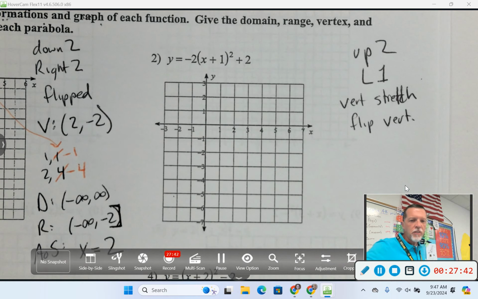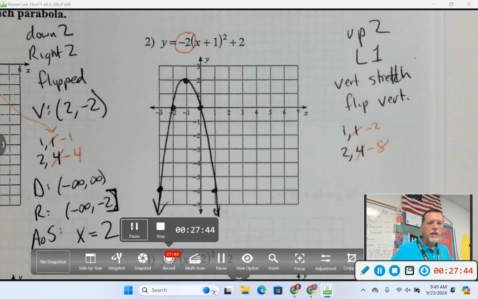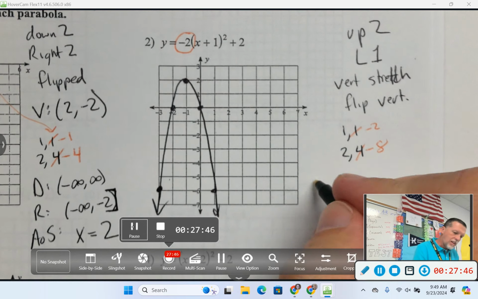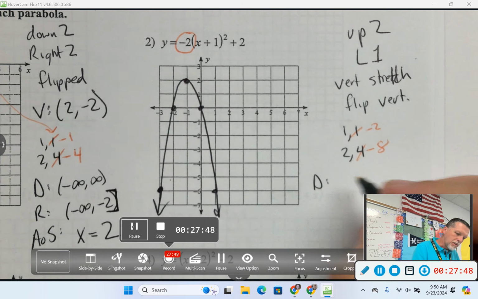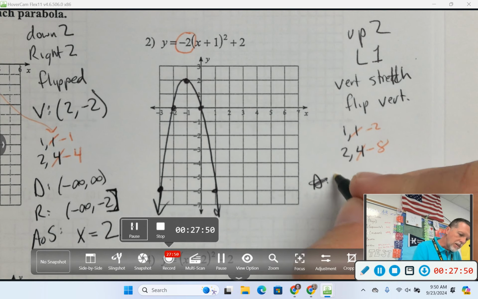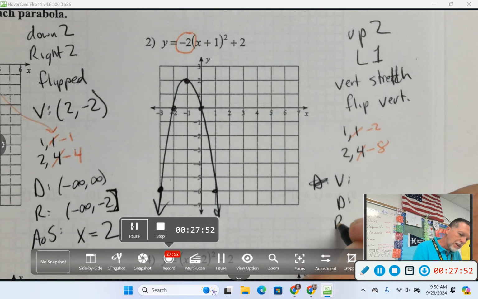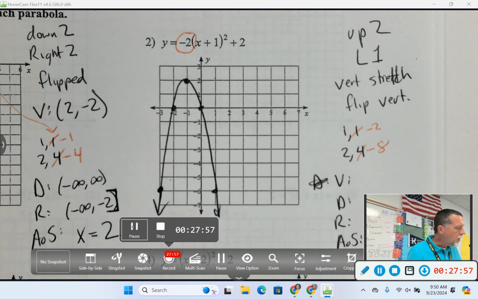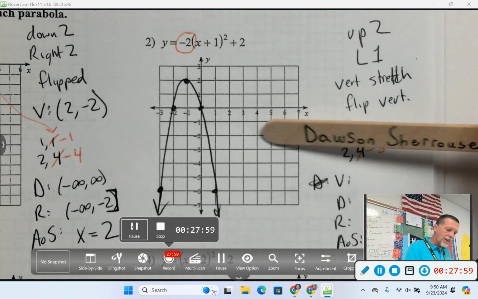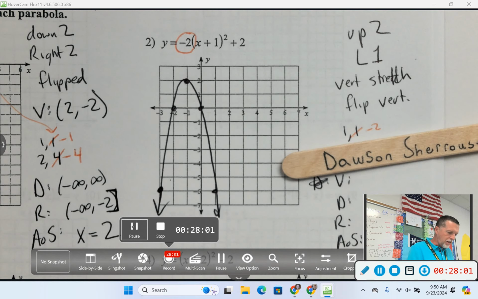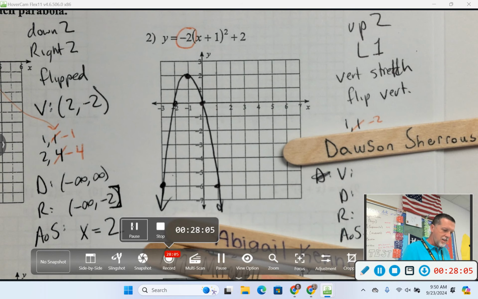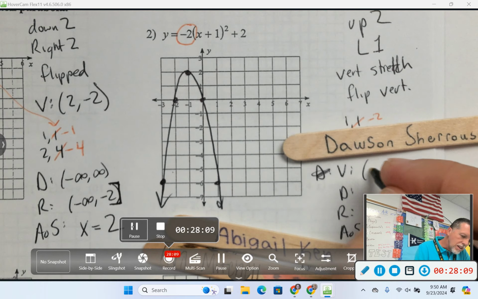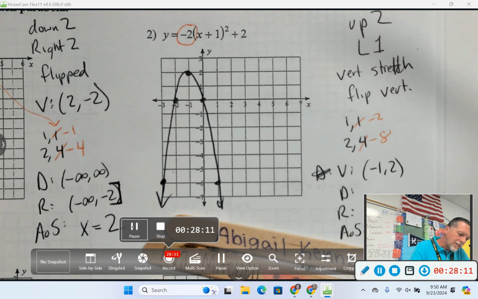Okay, why don't you see if you can finish off that problem? Haven't answered everything yet. Domain, oops, I need vertex as well. Vertex, domain, range, and axis of symmetry. Oh, we almost get through everybody today. Dawson, how about the vertex? -1, 2. I like that.